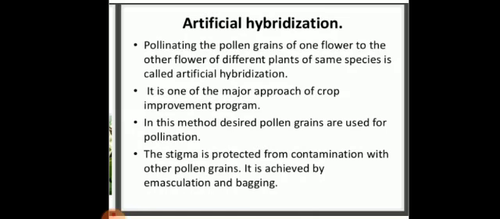It is one of the major approaches of crop improvement programs. In this method, desired pollen grains are used for pollination. The stigma is protected from contamination with other pollen grains, and this is achieved by emasculation and bagging. These two methods are involved in artificial pollination.